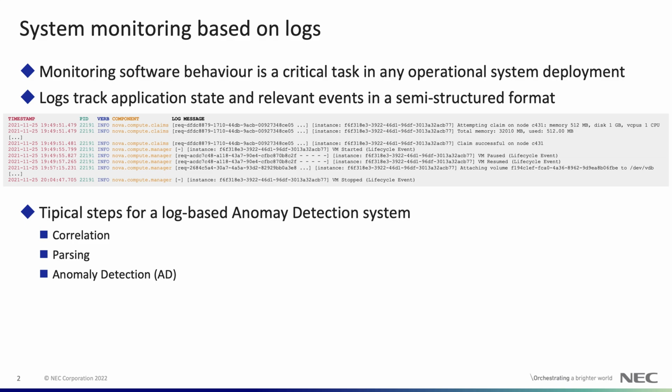Typical log-based anomaly detection systems are based on 3 steps. Since log files can interleave entries related to different components and potentially concurrent execution flows, in a first step, we need to extract a group or sequences of correlated log entries. This step can be, for example, based on application-level identifiers.